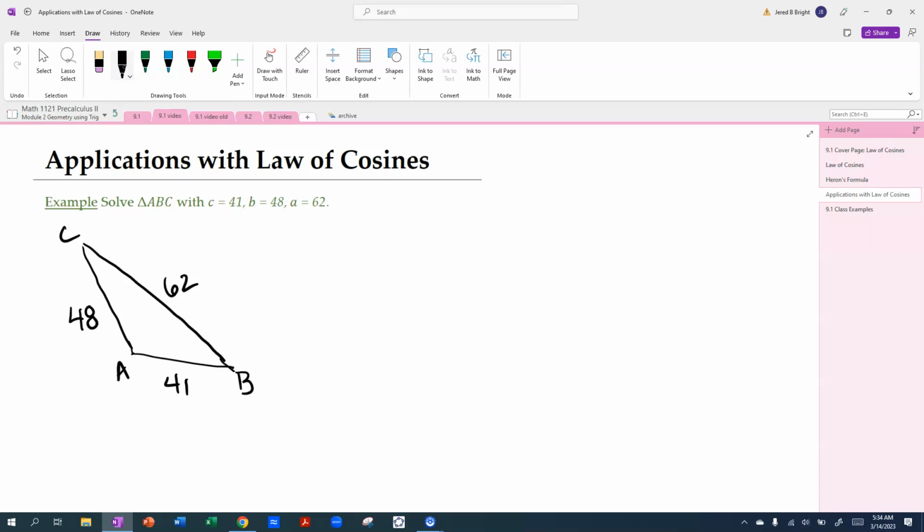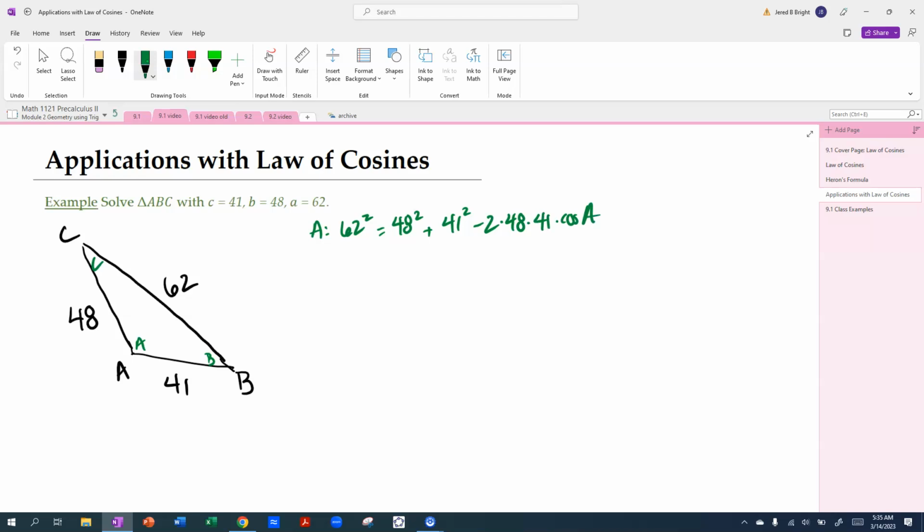Now I need to find the other components of the triangle, so the other angles. So I need angle A, angle B, and angle C. Let's pick A first, just for fun, because it's the first letter. For angle A, I have to use the version that is A squared, so 62 squared is equal to B squared, 48 squared, plus C squared, 41 squared, minus 2 times 48 times 41 times cosine of A.